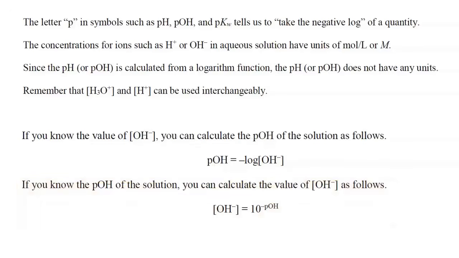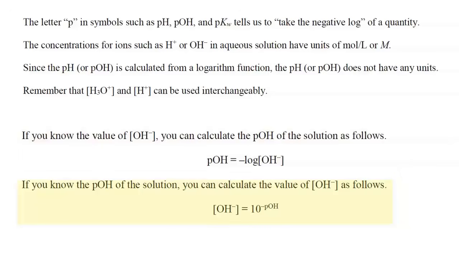So take a look. This first equation is to calculate the pOH. So if you know the value for the concentration of the hydroxide ion, to calculate the pOH, you take the negative log of the concentration of the hydroxide ion. So that will give you the pOH.